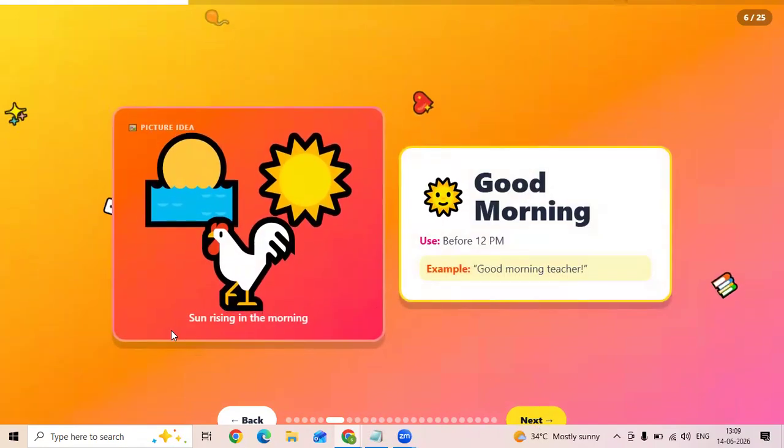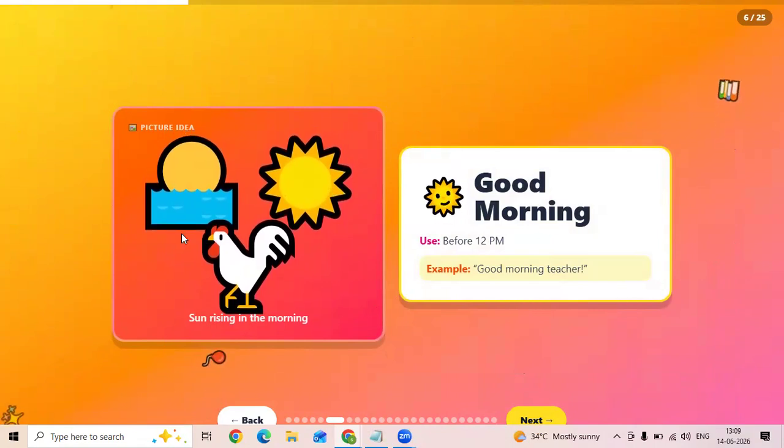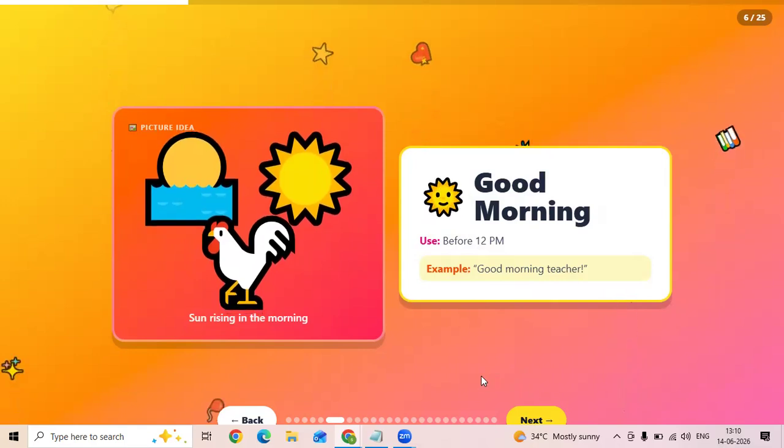Then picture idea. Sun rising in the morning. See, the sun is rising in the morning and here is a hen. So good morning. Before 12 p.m. Good morning, teacher. Okay, good morning, Sumit. So you can use this to greet.